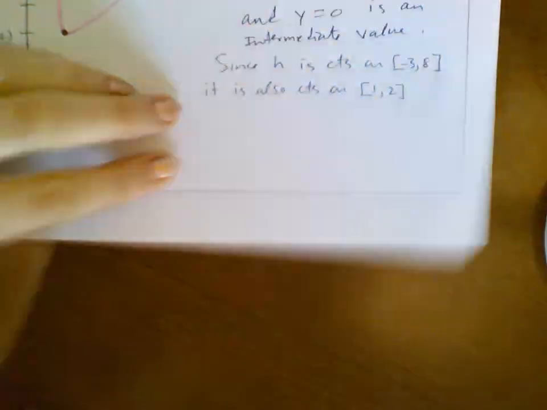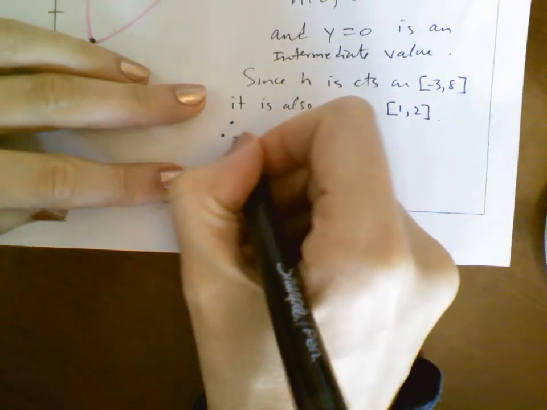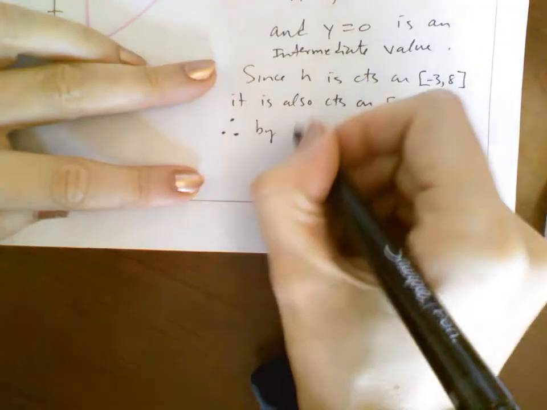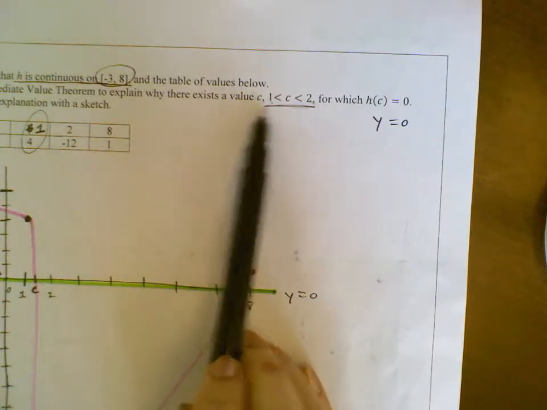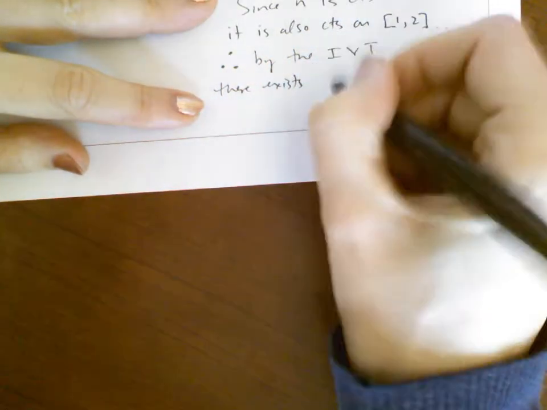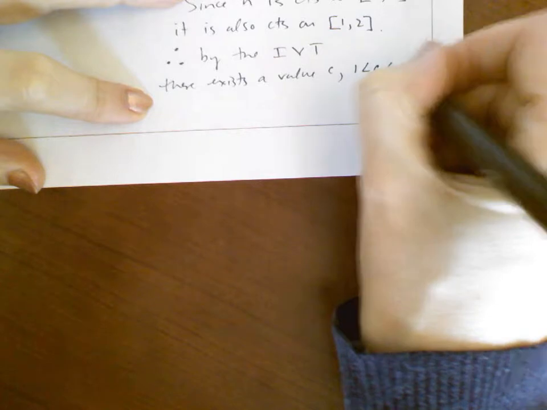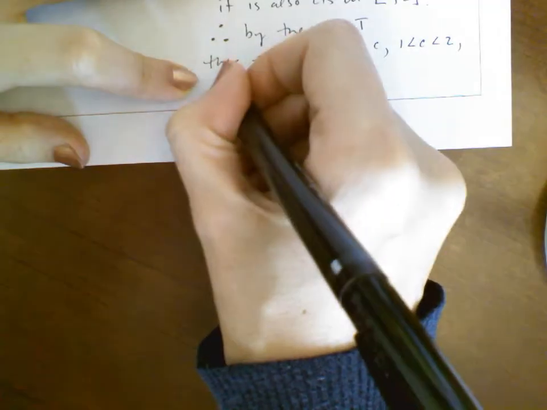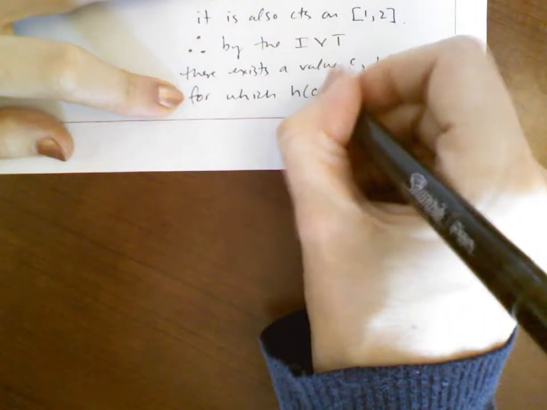And then what did I say before? Okay, since this. And then I'll say, therefore, by the intermediate value theorem, and you just mimic this: there exists a value C between 1 and 2 for which this. There exists a value C, 1 is less than C is less than 2, for which H of C equals 0.